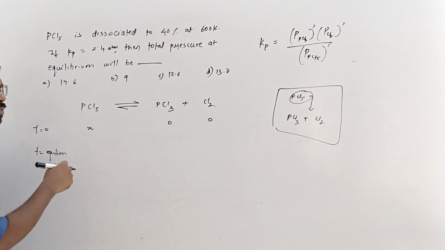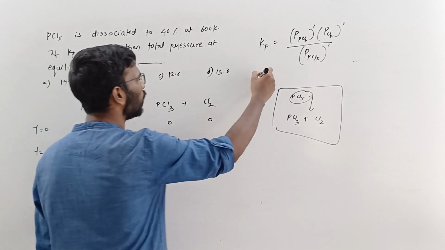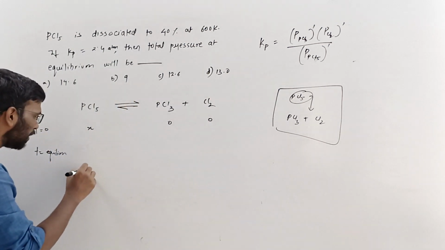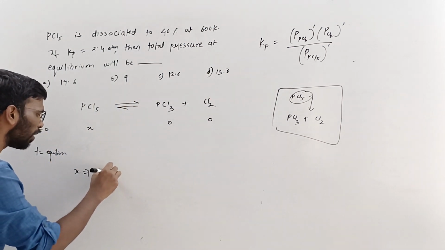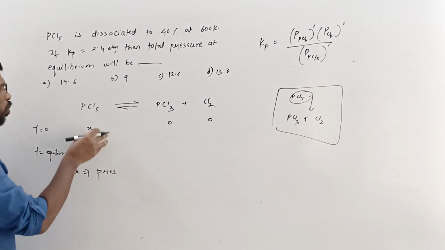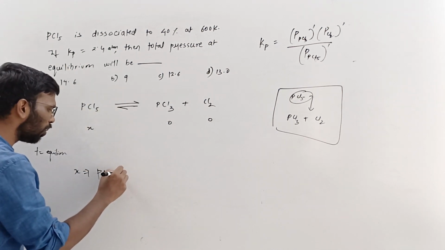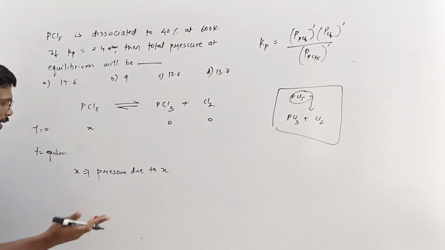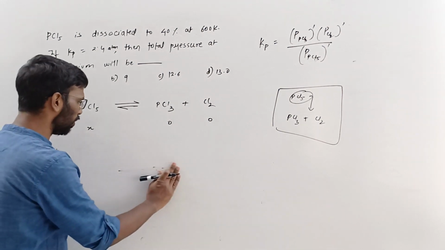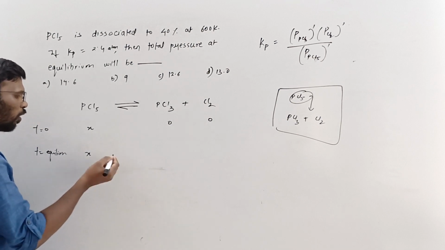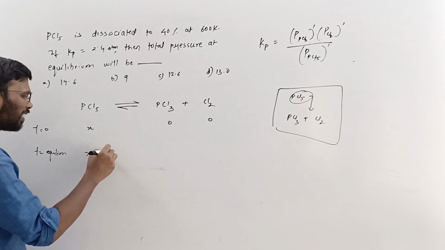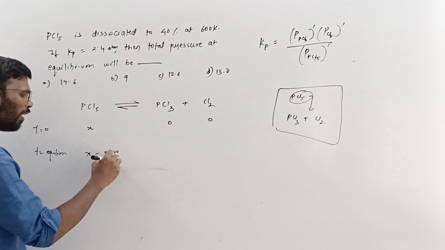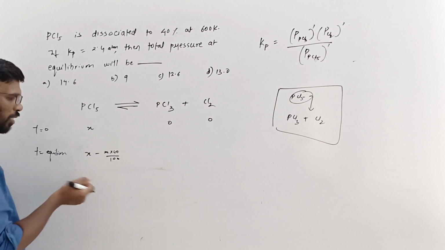PCl5 will be less. 40% less means what is x over here? In this case, x is a pressure. I will not call it a partial pressure because only PCl5 is there. So pressure due to x, right? So note this. So 40% decrease. What is the 40% of x? It is x into 40 divided by 100. This is how we find the 40% of something.